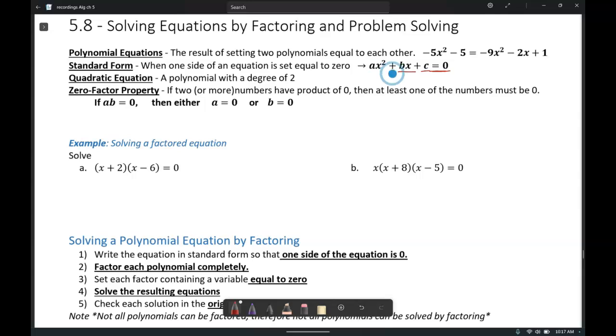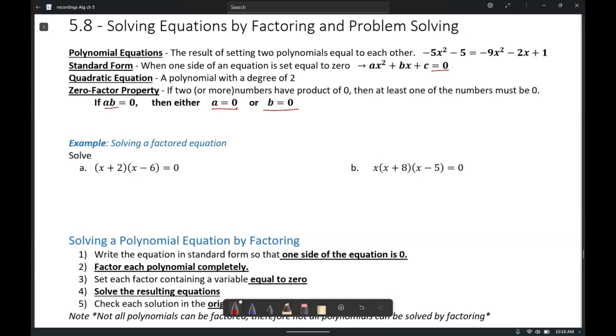This is really useful for the zero factor property, which states that if we have any number of factors being multiplied together and the product is 0, then at least one of the numbers has to be 0. So if two things multiplied together equal 0, then either A or B has to equal 0 in order for the equation to be true. This does not work if it's set equal to any other number.